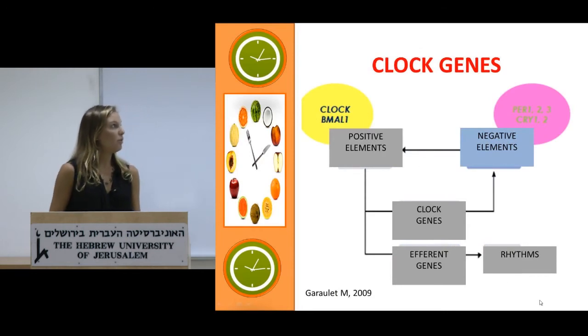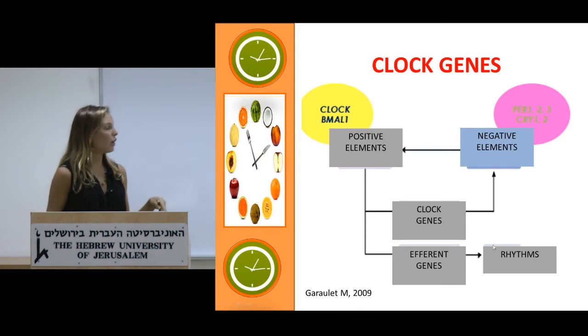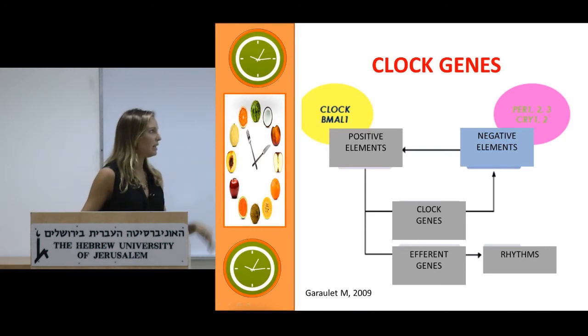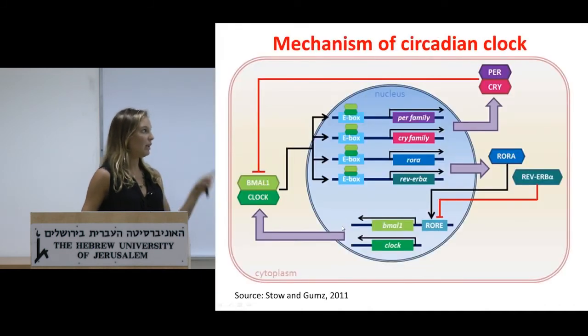Here I'm going to show you how the core clock genes work. The basic mechanism is that we have the CLOCK and the BMAL transcription factor, which are the positive elements that will drive the translation of the clock genes and the efferent genes that control the rhythms. But at the same time, once enough clock genes are translated, they are going to translocate from the nucleus to produce the negative elements, which are 3 PERIODs and 2 CRYPTOCHROMEs. But we're going to see this deeply here.